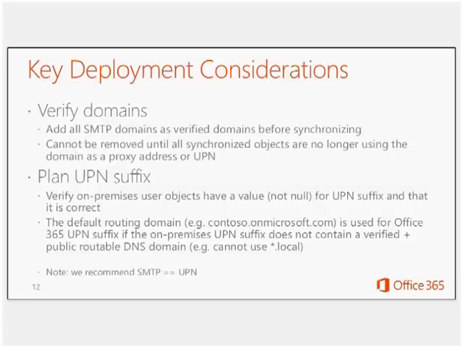We need to make sure, from a consideration standpoint, to start really thinking about the domains: adding and managing all SMTP domains as verified domains before synchronizing. They cannot be removed until all synchronized objects are no longer using the domain as a proxy address or UPN. So these are stickler things from us to you. You need to really work through these scenarios as you're planning. Plan the UPN suffix, and verify that the user objects on premises have a value and are not null. Default routing domains cannot be *.local.